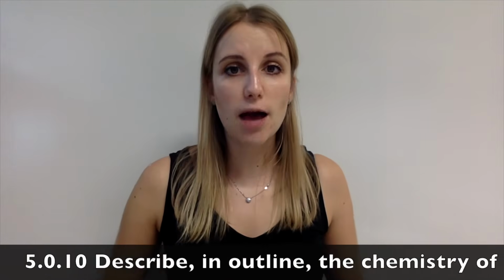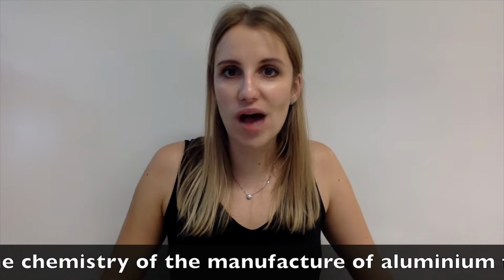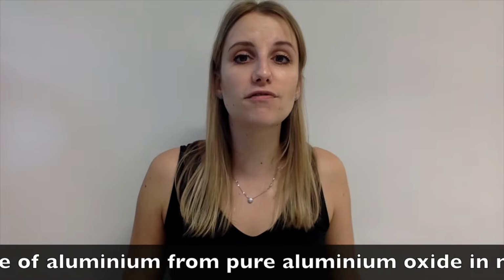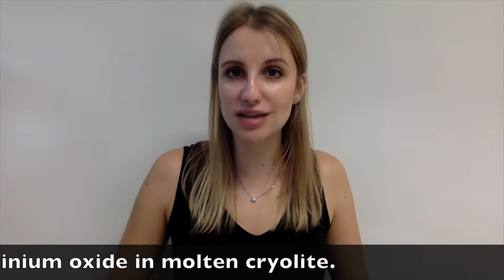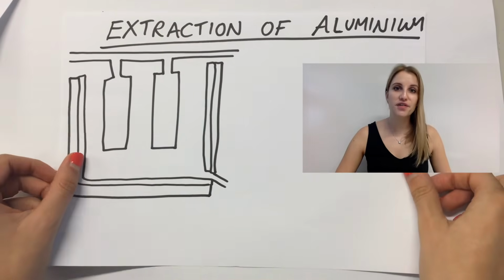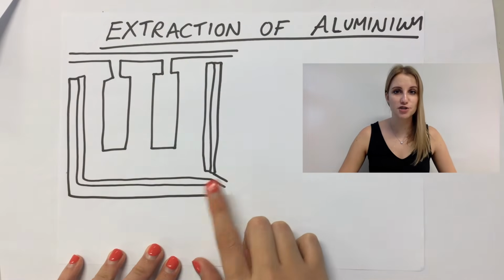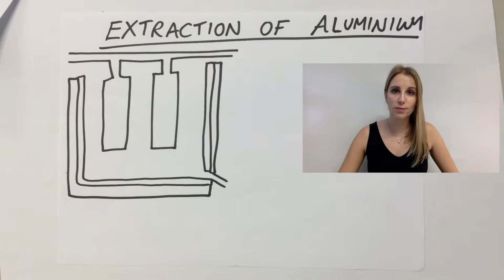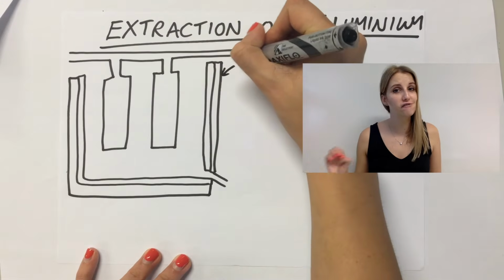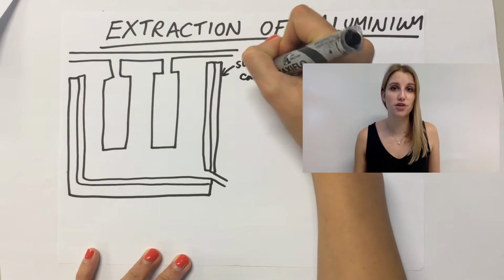Extraction of aluminium is the topic for today's video. This is just an example of electrolysis, but there's some key features in this industrial process that we're going to go through in this video. This is what the setup looks like for extracting aluminium in industry. Now, it may look a bit overwhelming, but actually it's just like every other electrolysis example that you've done.